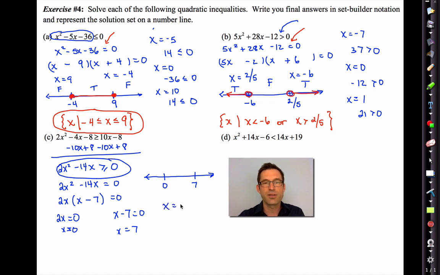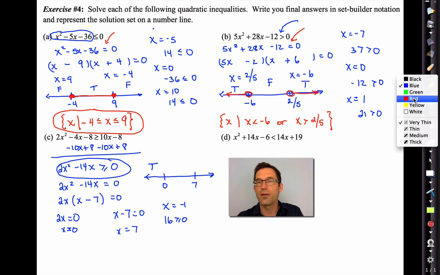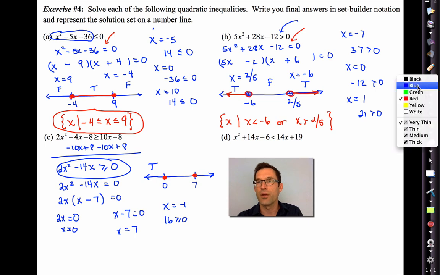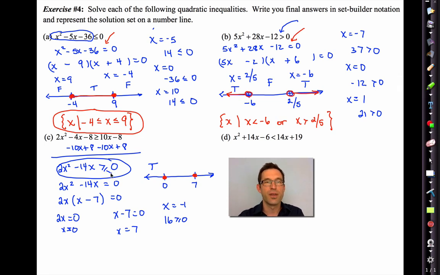So like if I took negative 1 and I threw it in there, what I'd end up having would be, yeah, a positive 16. Greater than or equal to 0? Yeah, that's true. Oh, I never figured out closed circle, open circle. Let me go in red. These are both closed circles, right? Because the x values are included due to the equals sign on the inequality.